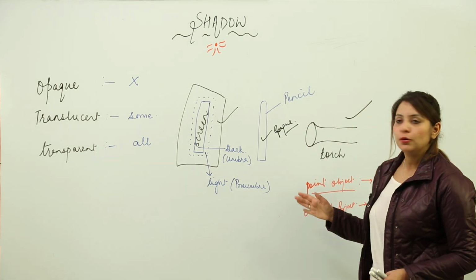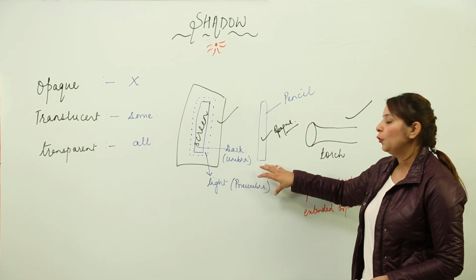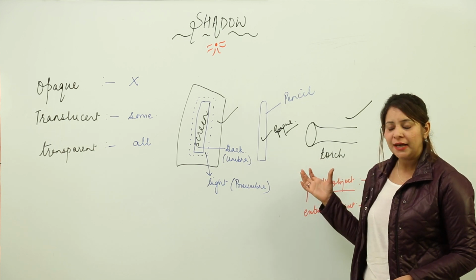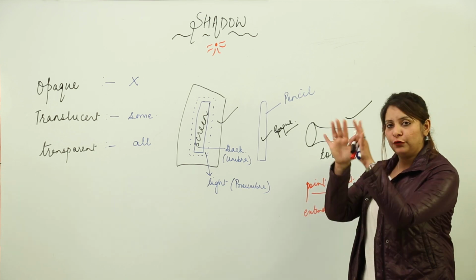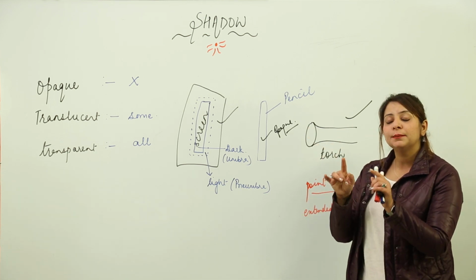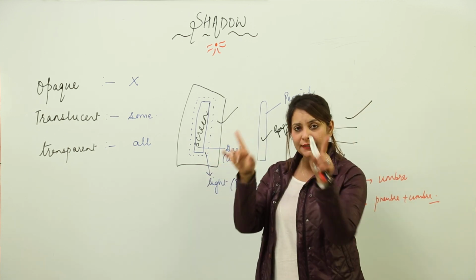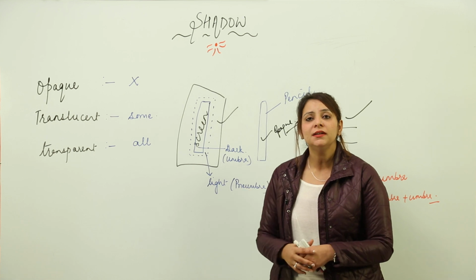So this is all about the shadow. I think you got it. A shadow is cast when any opaque object is placed between the screen and the luminous object, and the path of the light is obstructed from a certain area, and that area is cast on the screen as an outline, and it is called the shadow.